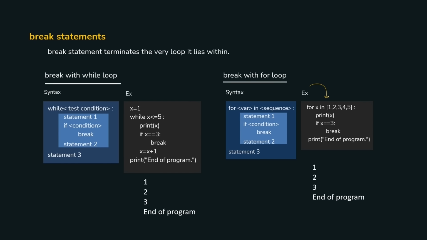Look at this simple example. We are iterating over the list with 5 numbers. We are printing it.